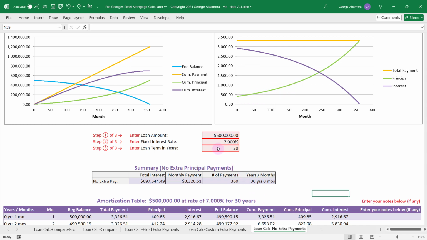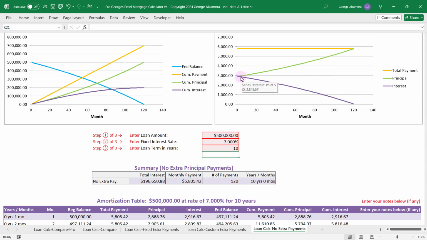So let's change this from a 30-year mortgage to a 10-year mortgage. And now take a look at that chart. At the beginning of the mortgage, now it's split. About half your payment goes towards principal and half goes towards interest. So that's one of the benefits of a shorter term loan.